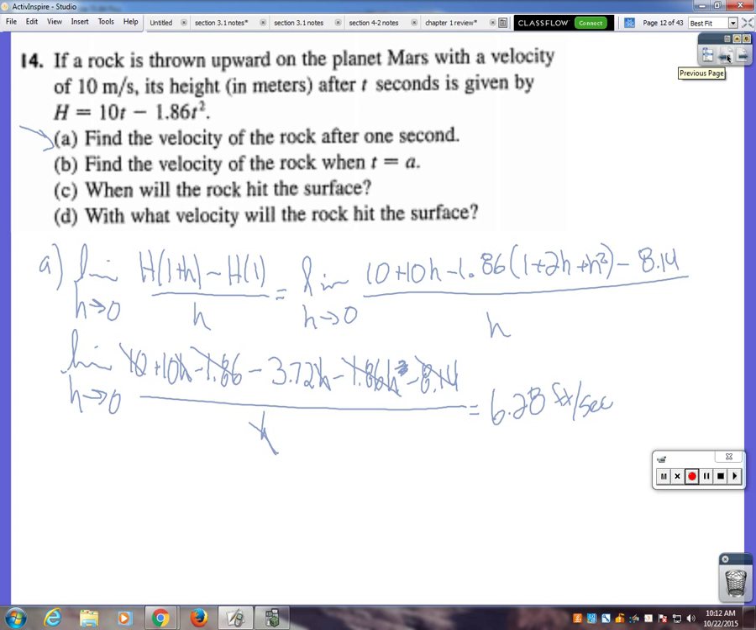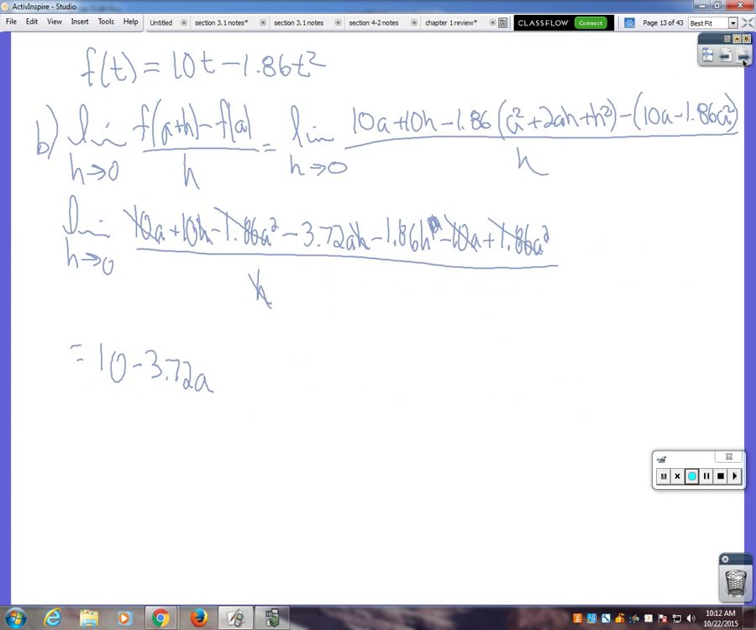Okay, part C, when will the rock hit the surface? How do you figure out when it will hit the surface? Good, when y equals 0, so I'm going to take this function right here and set it equal to 0. I'll do that by factoring out a t. So one of the answers obviously is t equals 0. The other answer is if I take 10 minus 1.86t and set it equal to 0, that means I have to subtract 10 from both sides, divide by 1.86.